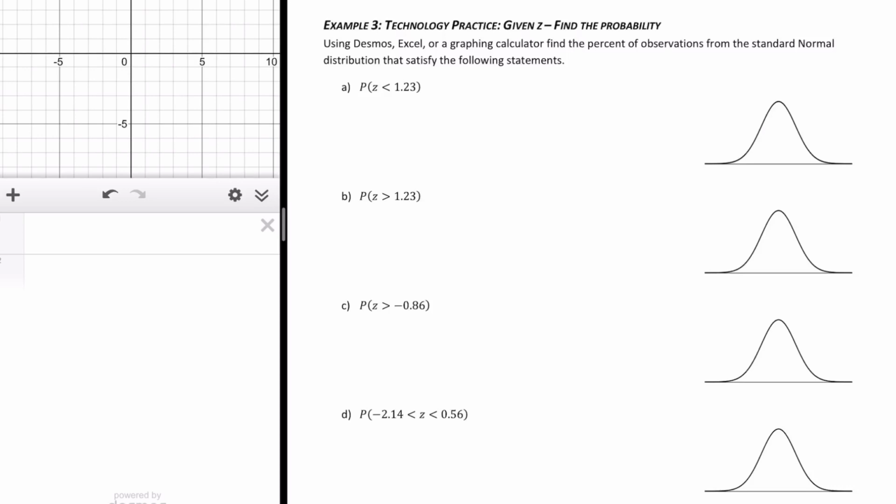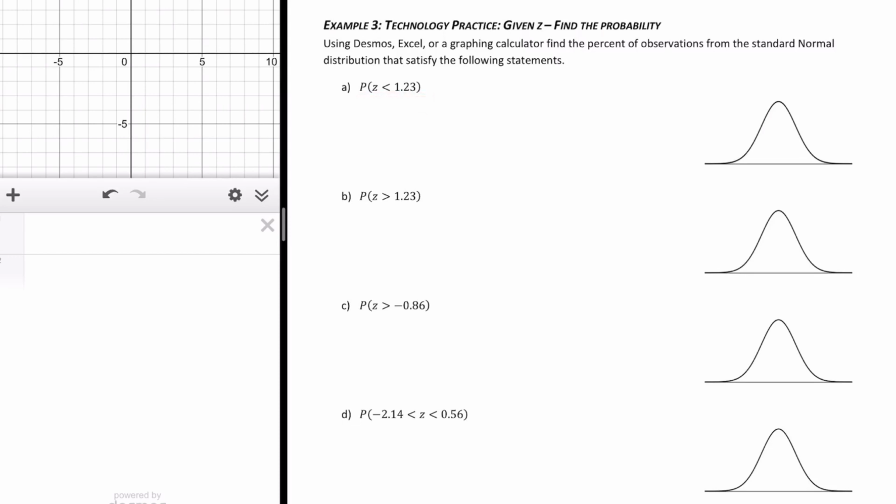Our first ones we're going to be looking at are going to be this. Using Desmos, Excel, or a graphing calculator, find the percent of observations from the standard normal distribution to satisfy the following statements. So we'll be looking at something like this. Find the probability that z is less than 1.23.